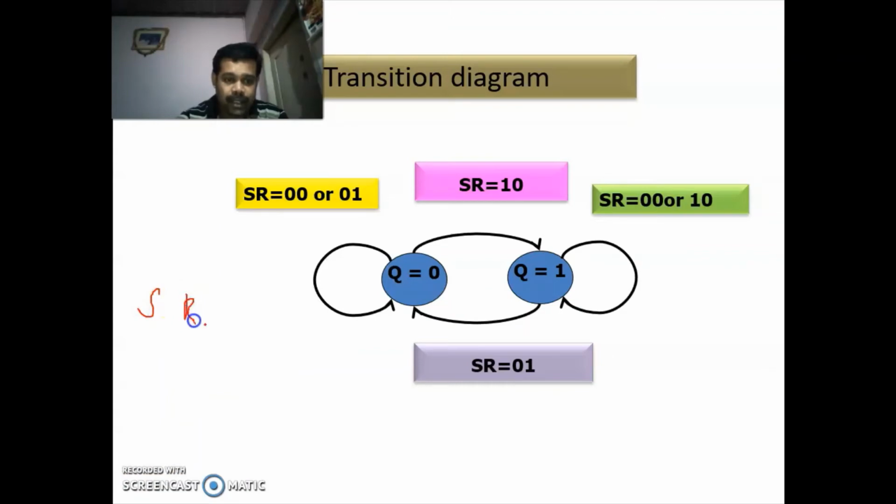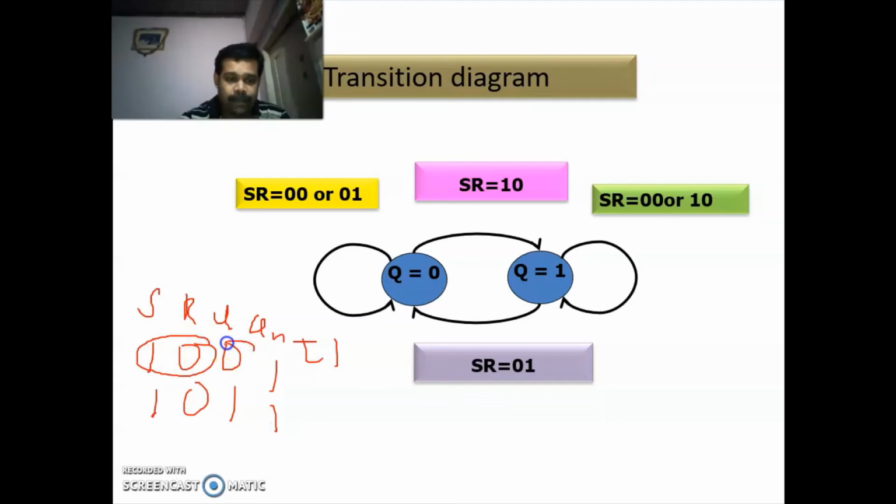S, R, Q of n plus 1. S1, R0, present state 0, you will be having 1. S1, R0, present state 1, 1. Now you are considering input 1 0 and the present state 0. So when you are having S as 1 and R as 0 and present state 0, it is going to 1. So we have put the arrow to 1.